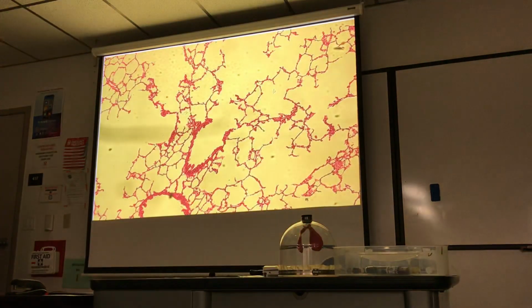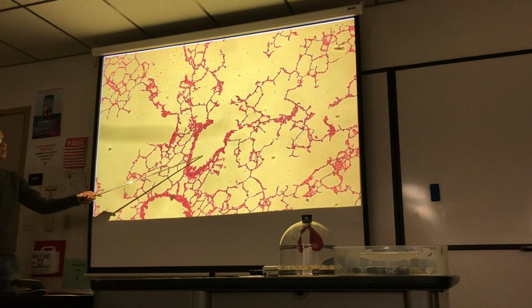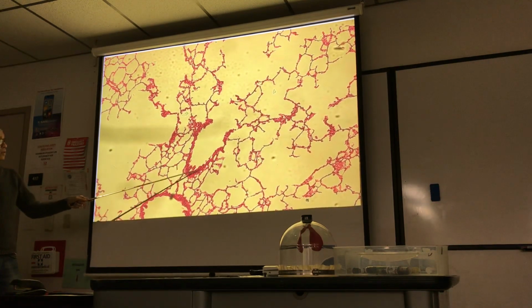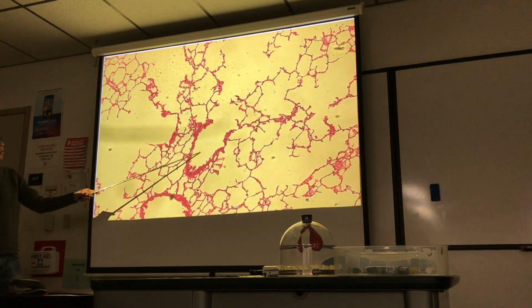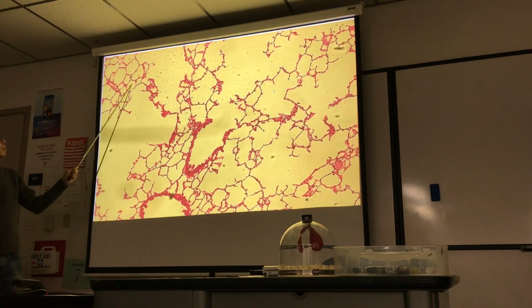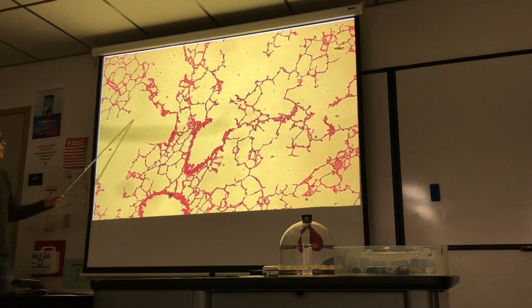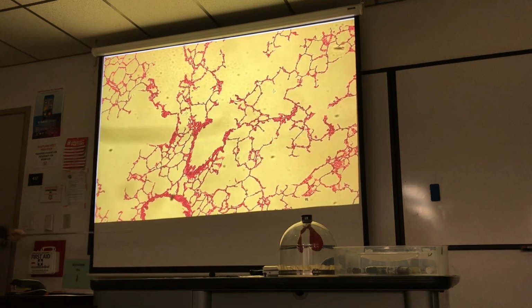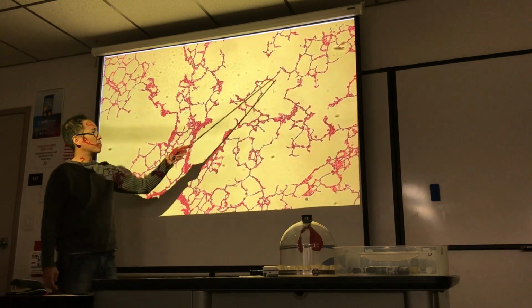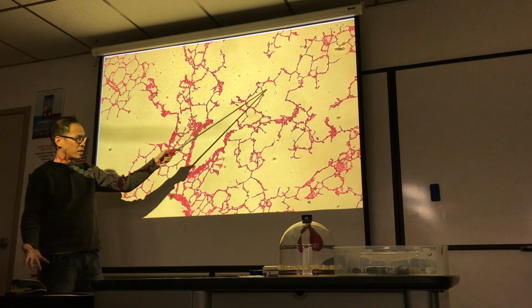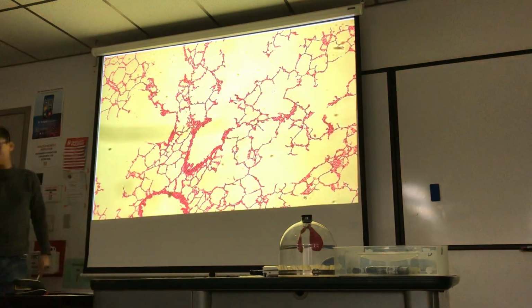In the lung, if I put the pointer inside there, what's the structure? Look for the cuboidal there. Bronchiole. Alveolus. This is a big alveolar sac here. There's a nice alveolar sac with the dead ends being the alveolar spaces or alveolus.